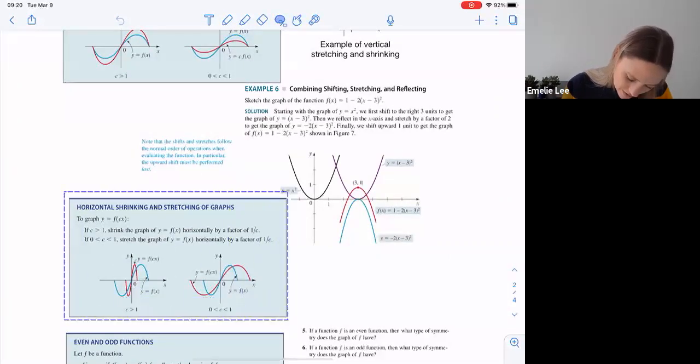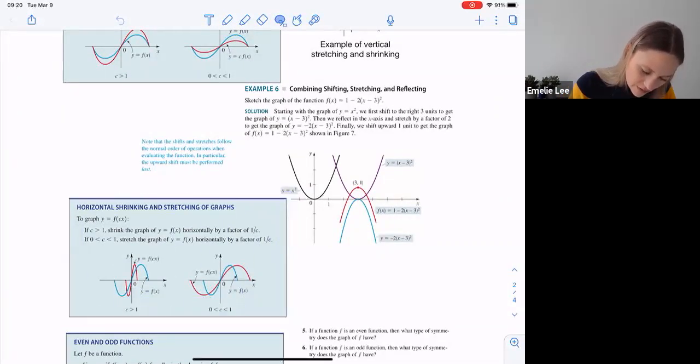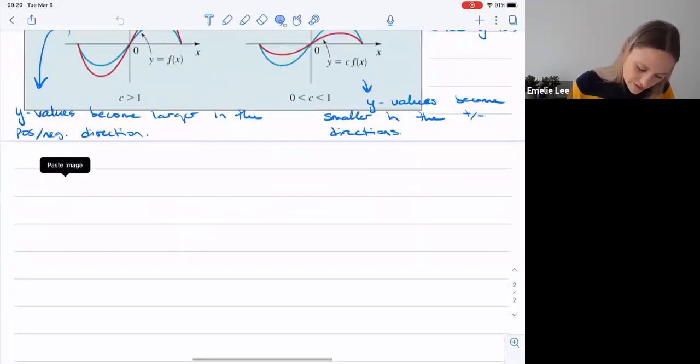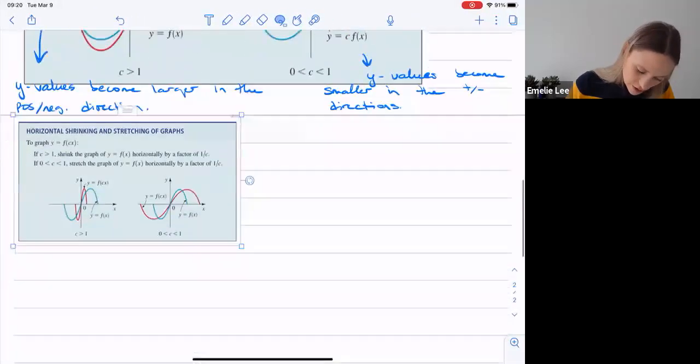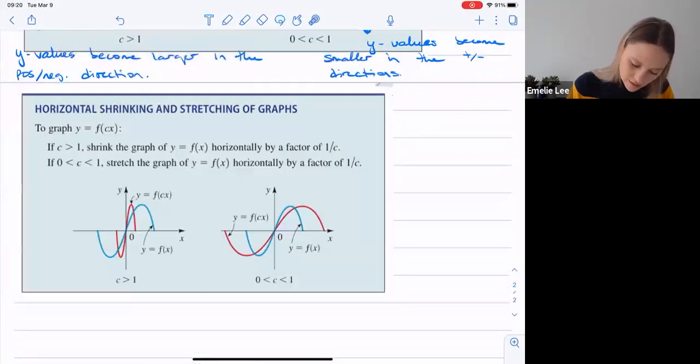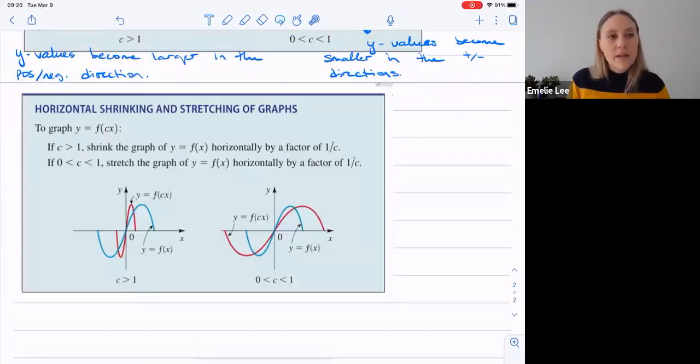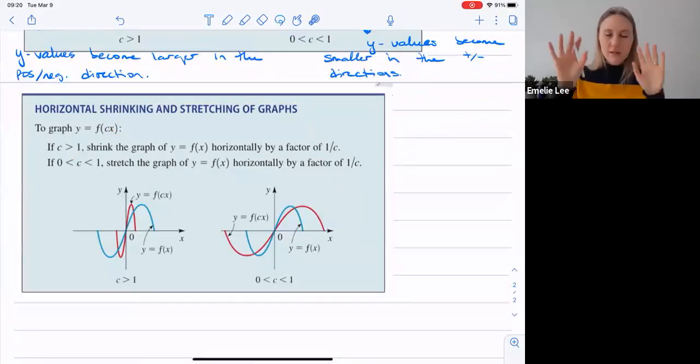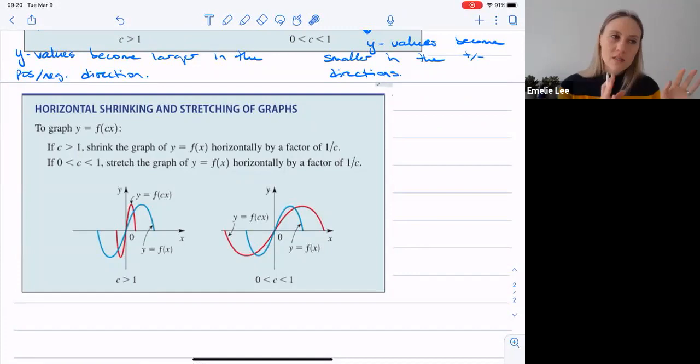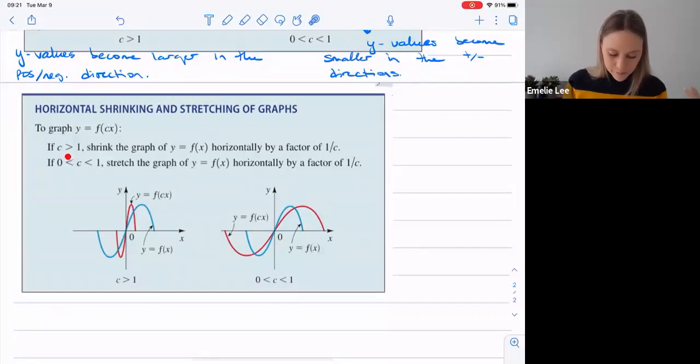So we can do horizontal shrinking and stretching. Okay, so notice now that the c is multiplying the x, right? So now my x's are being manipulated. And if c is larger than 1, so again, we distinguish between c's, so multiples that are larger than 1 and multiples between 0 and 1. We are assuming it's still positive, otherwise it would make a mess.